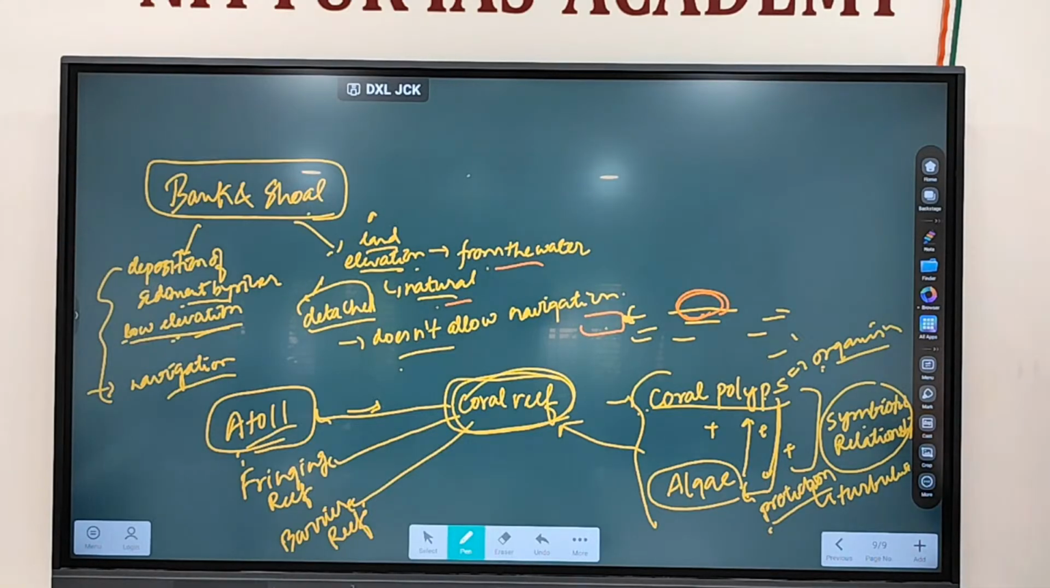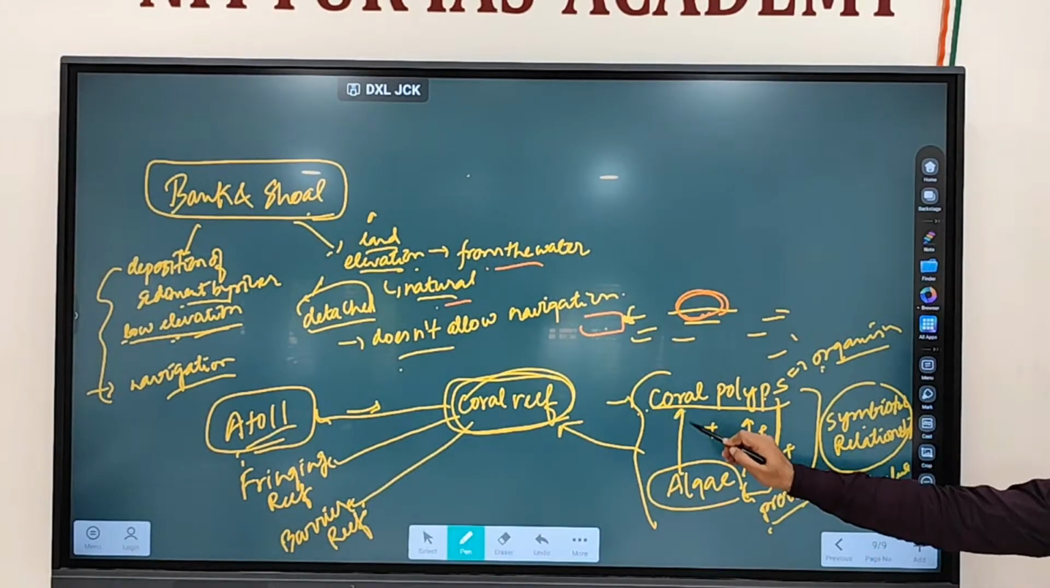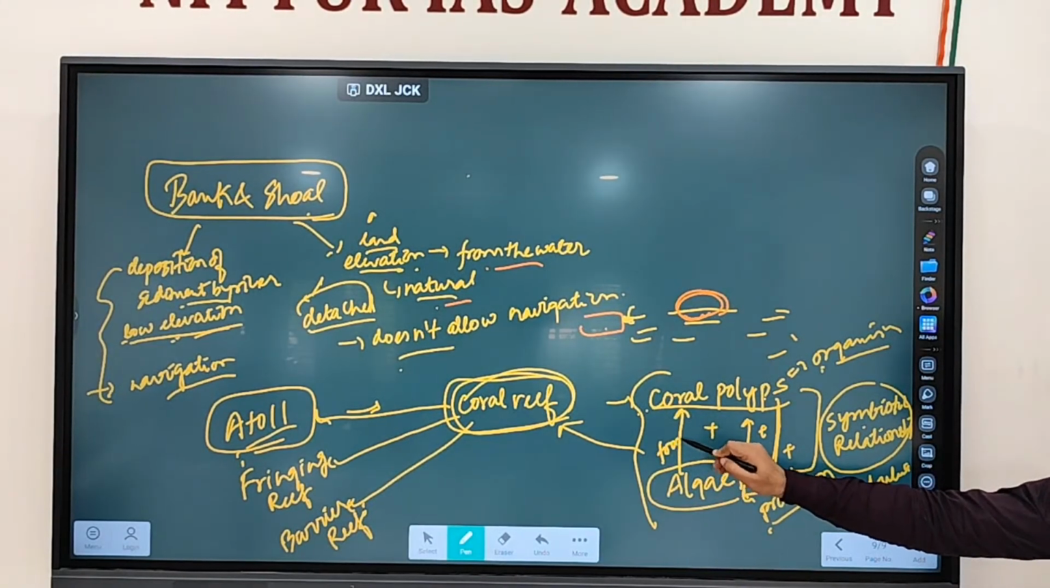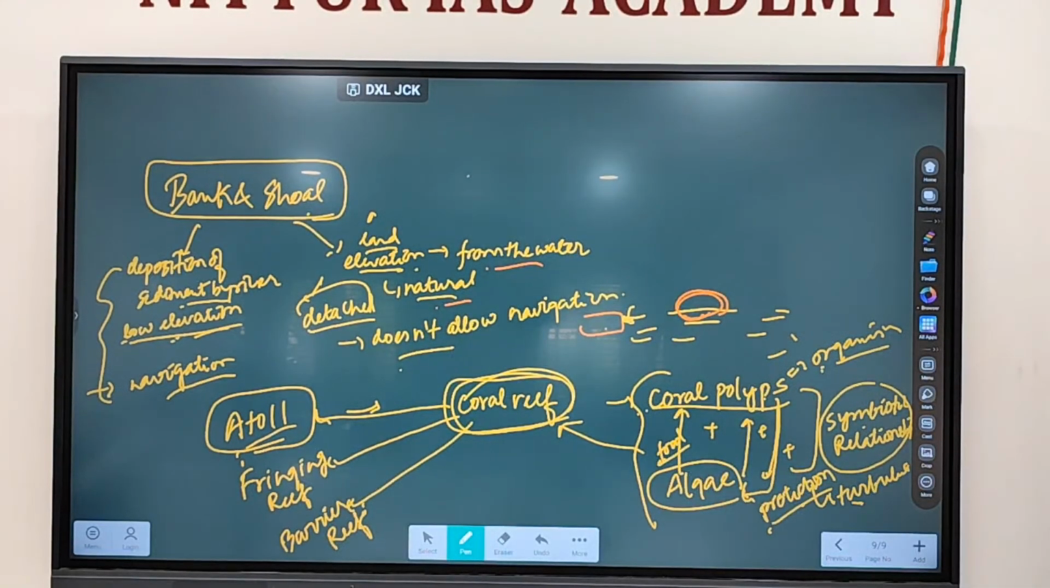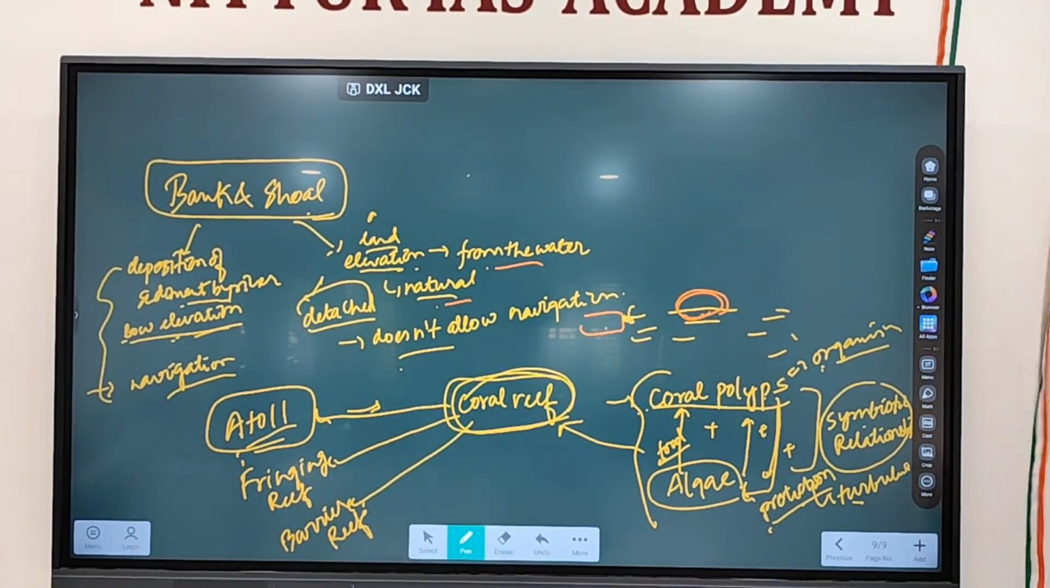Water is moving, no? Oceanic currents are moving, waves are there. There is a lot of movement of water. So from this turbulence, who provides protection to the algae? The coral polyps. On the other side, algae provide food to whom? To the coral polyps. So algae prepare their own food. They are the producer. They provide food to the coral polyps.